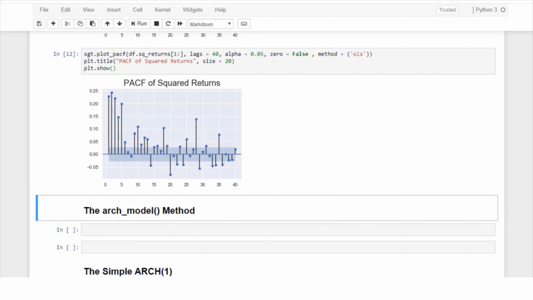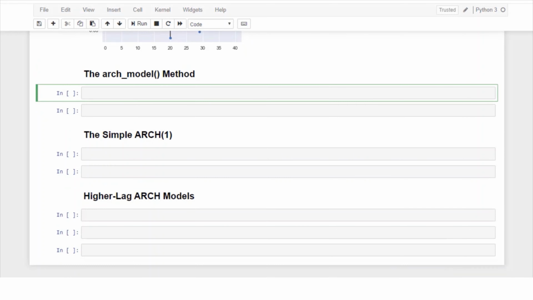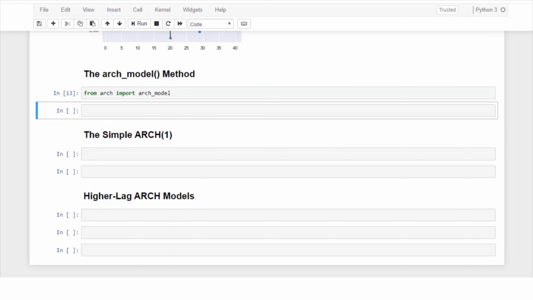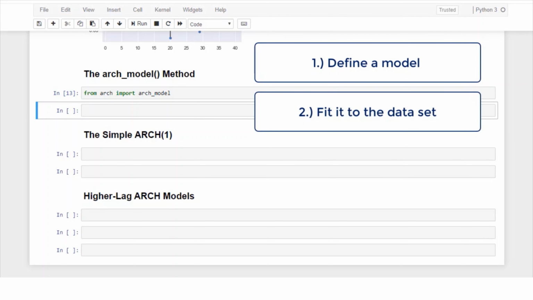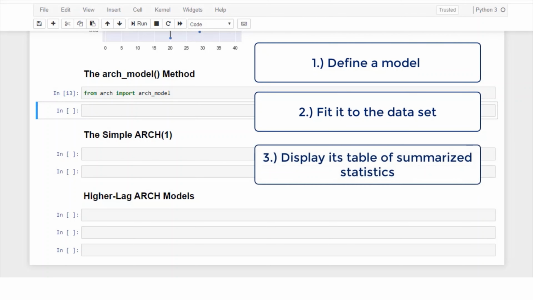To conduct any of this analysis, we must first import the relevant libraries. Hence, we write from arch import arch_model. This is the only new module we need to import for now. Perfect. The next steps we're about to take will feel very similar. First, we'll define a model and fit it to the data set. Once we're ready, we'll display its table of summarized statistics. Now that we have our plan set up, let's get coding.